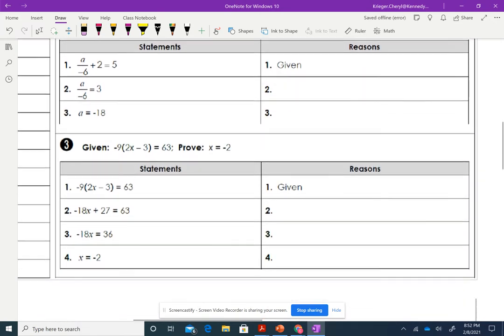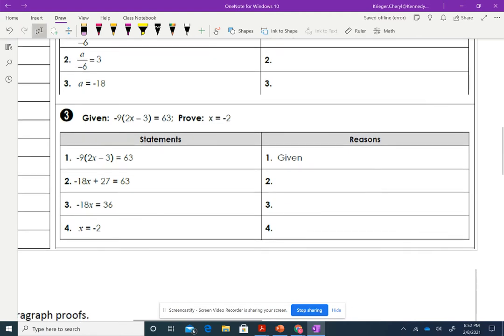I'll leave you guys number 2 and move on to number 3. So we're given negative 9 times quantity 2x minus 3 equals 63, and we're trying to prove that x equals negative 2. Moving from step 1 to step 2, it looks like they did the distributive property. They multiplied negative 9 times 2x and negative 3. So that's the distributive property.